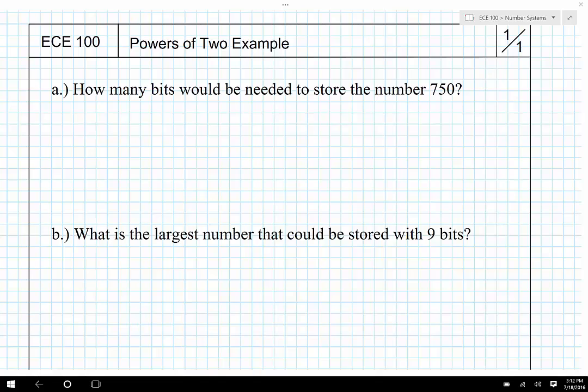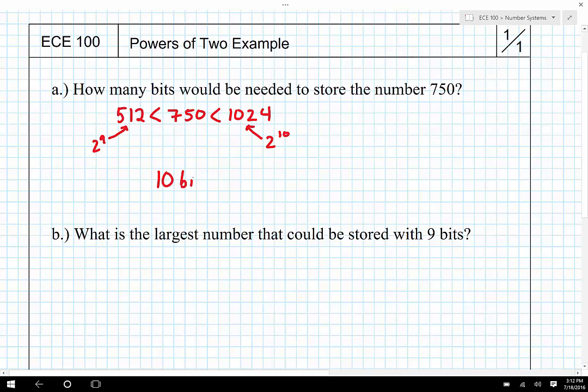Well, the first thing that I'm going to observe is that 750 lies in between two powers of 2, which are 512 and 1024. I can also see that 512 is going to be 2 to the 9th power, and 1024 is going to be 2 to the 10th power. And so you might be torn as to whether it would be 9 bits or 10 bits. Remember that 9 bits can store up to 512 different numbers. Obviously 750 exceeds that, so it's going to need 10 bits.